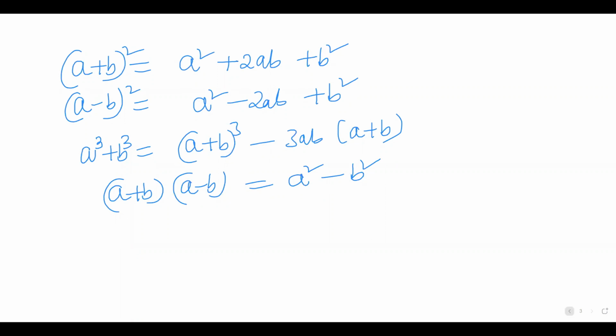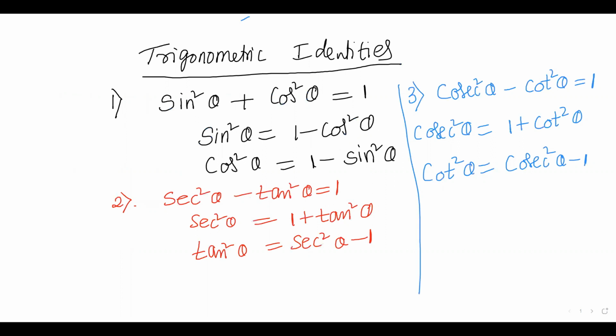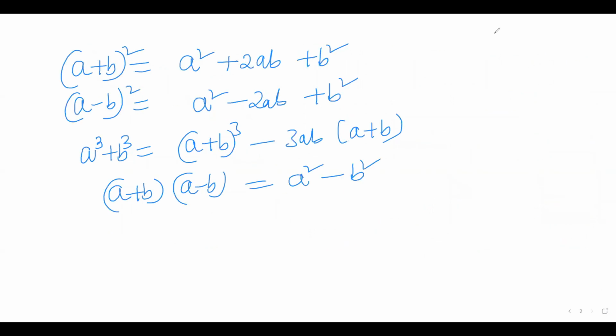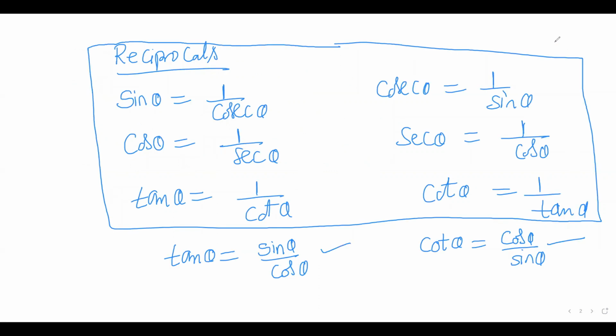So what all we need to learn to do the fourth exercise without any problem? First, we have to learn the identities and sub-identities, then reciprocals, and tan in terms of sine cos, cot in terms of sine cos, then these algebraic identities.